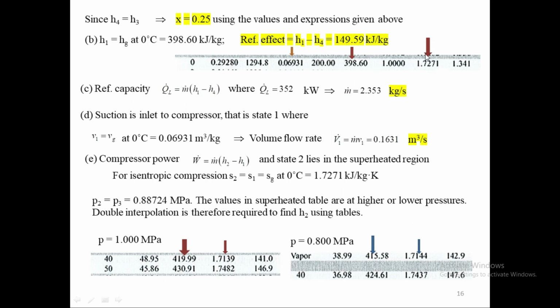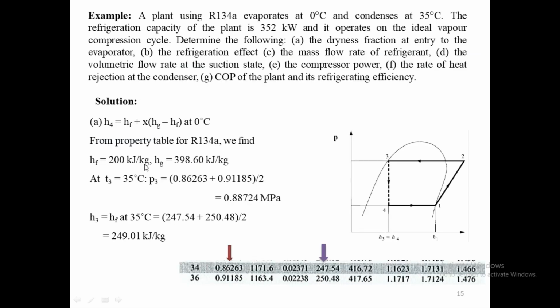And this is the entropy at the entrance. So at T3, 35 degrees centigrade, we are taking the average of the pressure. If you look at these two pressures, we are taking the average like this. H3 is HF at 35 degrees centigrade. Again, we have to take the average of 247.54 and 250.48. So we'll get 249.01, from the table.